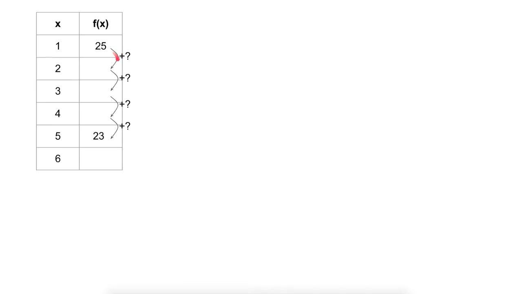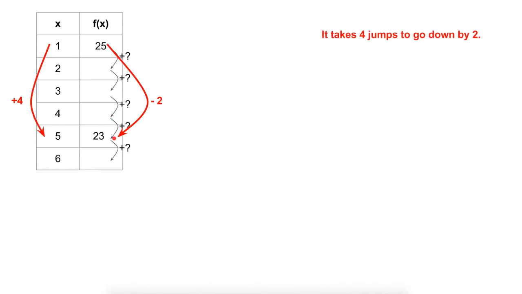What we do know is that there are going to be 4 jumps. Why 4 jumps? Because when we get from 1 to 5, that's 4 higher. So that means we're going to take 4 jumps to get from 25 to 23. And in that time, when we took 4 jumps, the value went down by 2. So it takes 4 jumps to go down by 2.